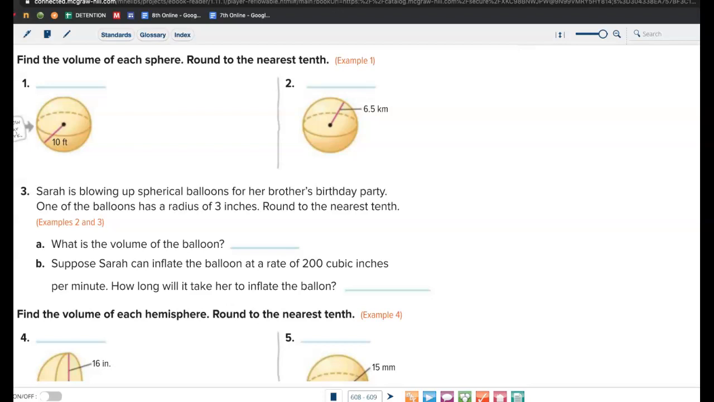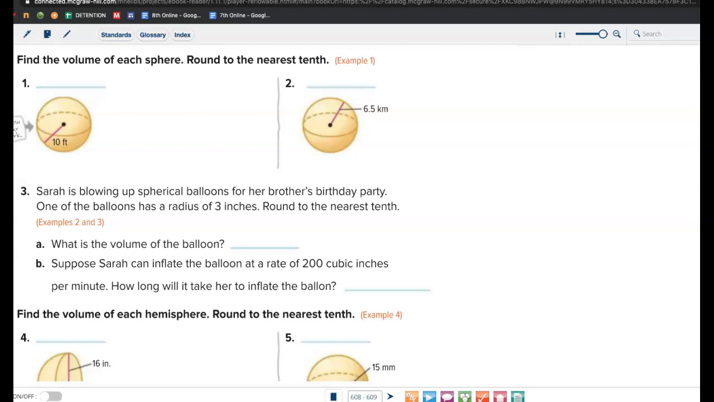All right, so today we're going to be finding the volume of a sphere and the volume of a hemisphere. So I am in your book on page 608. I'm going to do this whole page with you, and then you'll have some more problems that you'll do later on your own. So on page 608, number 1, we're finding the volume of the sphere.